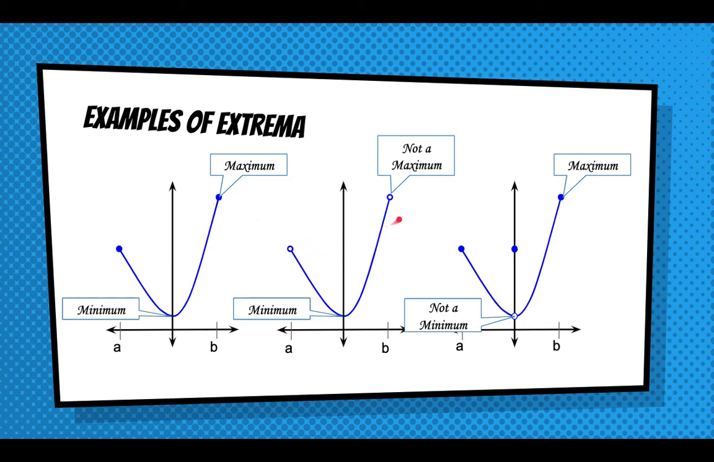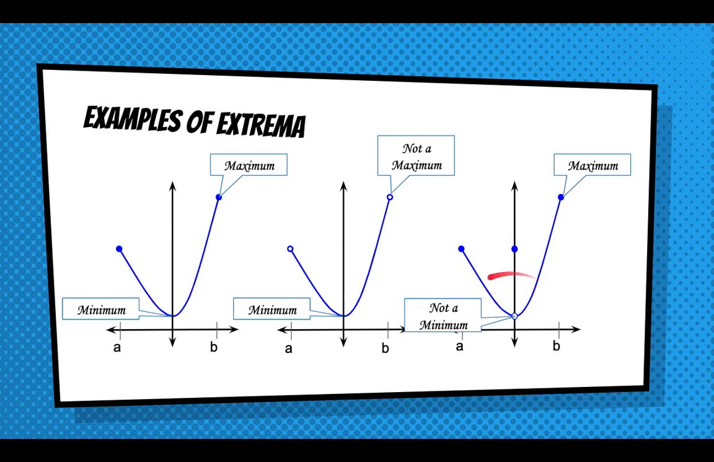If we make our endpoints open, so this is an open interval, we still have a minimum. It's the smallest value. But we don't have a maximum because we don't actually have an endpoint here. It can always get bigger and bigger. It's going to approach the value you would get if you plugged in here, but you never reach it. So on this open interval, we do not have a maximum.